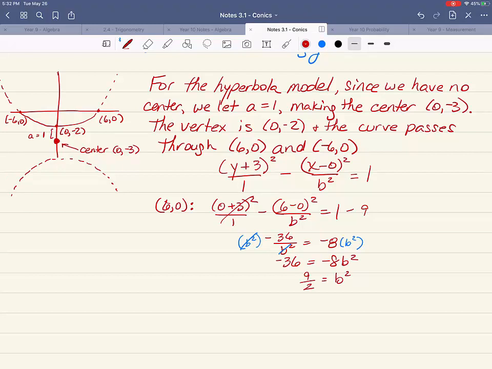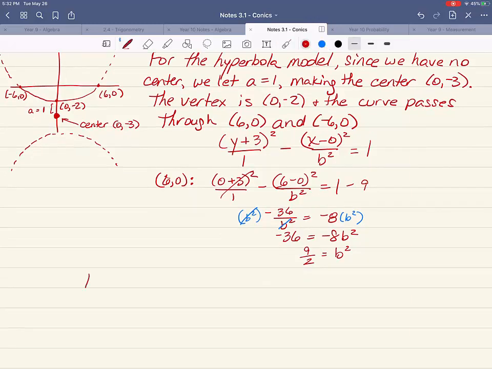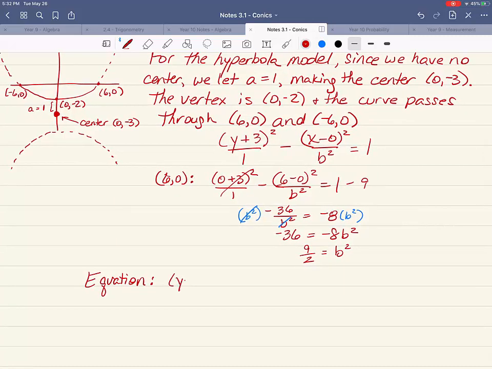Now, usually the next step would be to take the square root of both sides, but I really don't need to because I need b squared. I don't need b. So I can just put this 9 halves where the b squared is in the equation. So my equation for this problem would be y plus 3 squared over 1 minus x minus 0 squared over 9 halves, or 4.5, doesn't matter, equals 1.